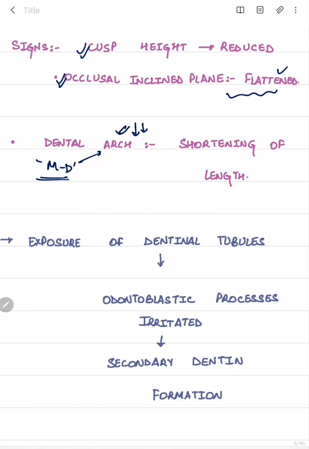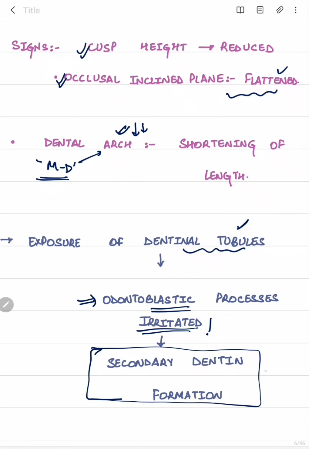Now, due to attrition, when dentine is exposed to the environment, the dentinal tubules are also exposed, right? As we know, exposure of dentinal tubules will cause irritation in the odontoblastic processes of the dentine, right? So this will cause stimulation of the dentine and will result in the formation of secondary dentine in order to protect the tooth, right, from sensitivity or any irritation, right?